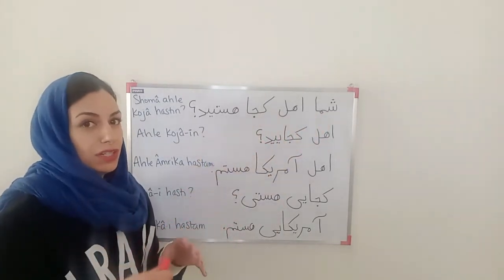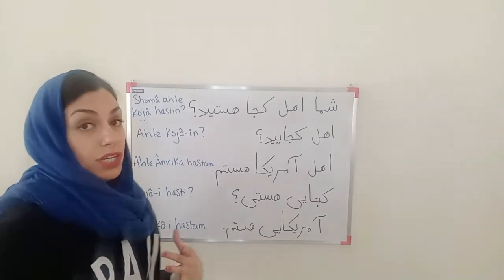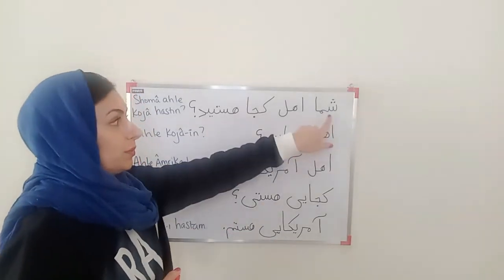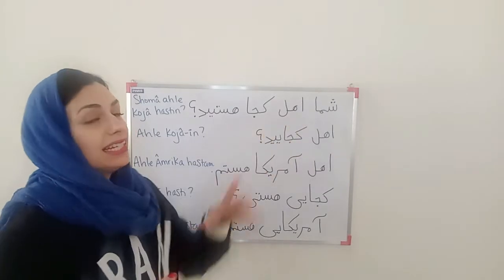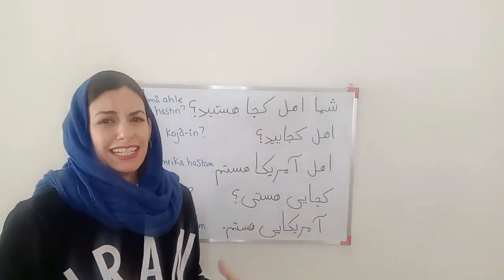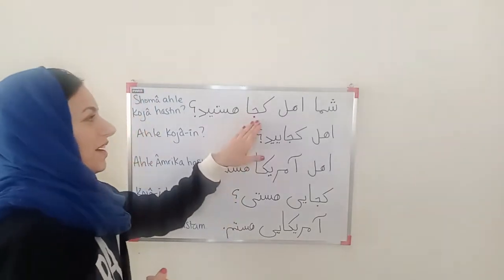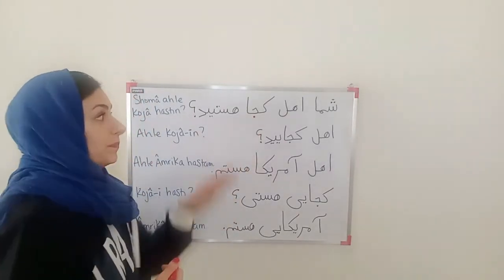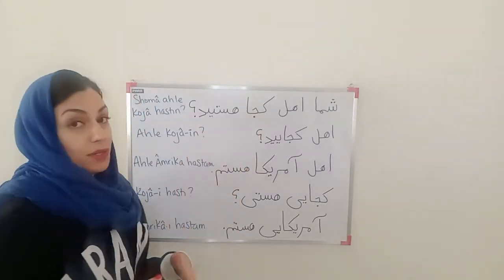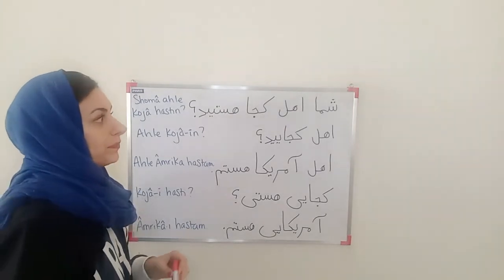Let's take this question apart. We know that we're using the formal you, شما. Ahl is like resident, inhabitant, citizen, something like that. Koja is where, and then our verb hasti. So where are you from?